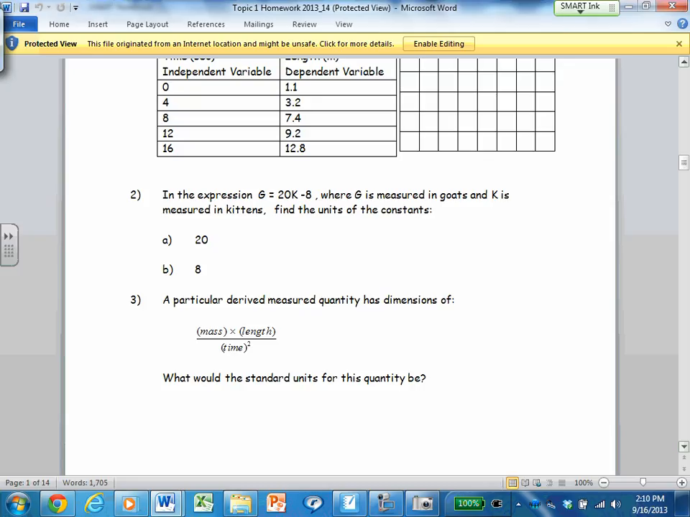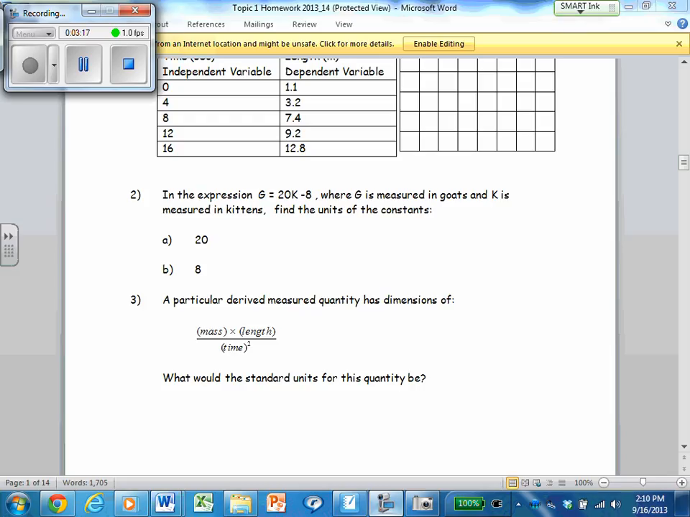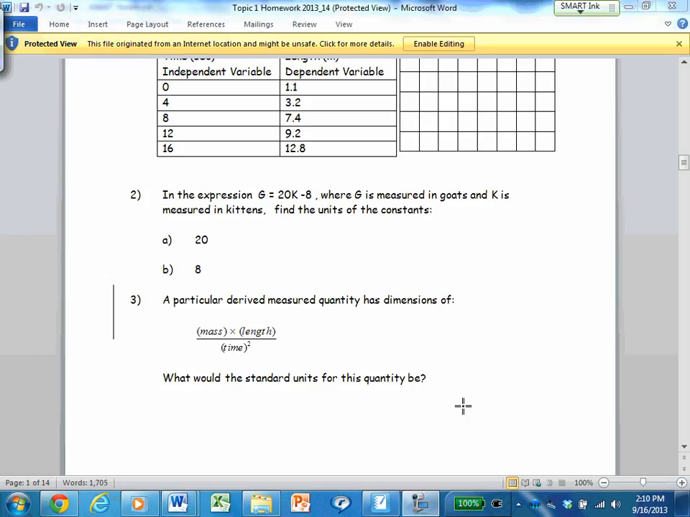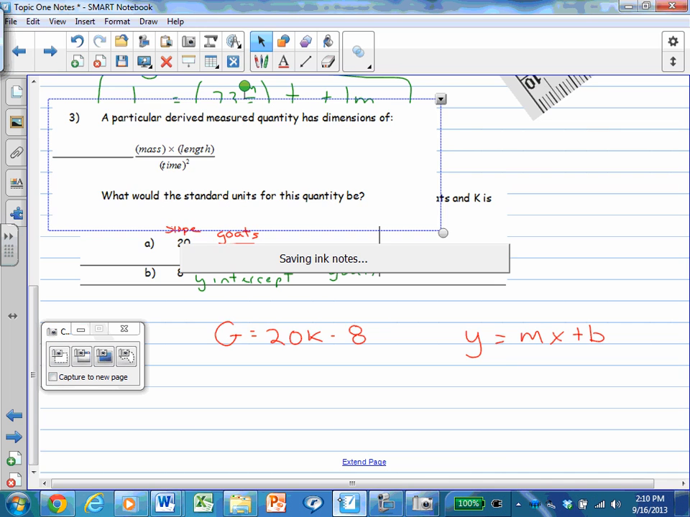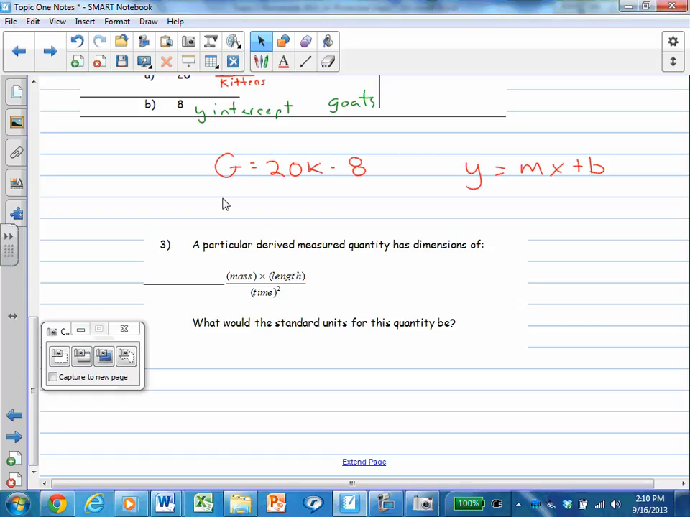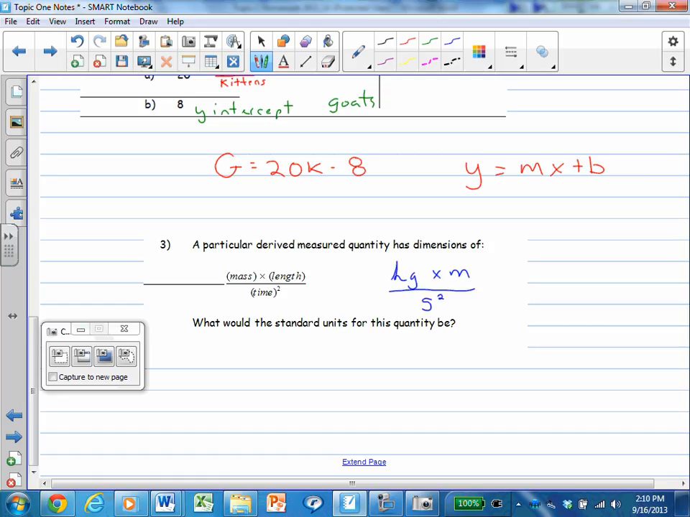What was the fundamental unit of mass? Julia? Kilograms, right? So in this case, we would have kilograms for mass, times length, which would be meters. And what was the fundamental unit for time? Seconds, and that's squared, so it would be seconds squared. Anyone know a shorthand for that unit? The Newton. Okay?